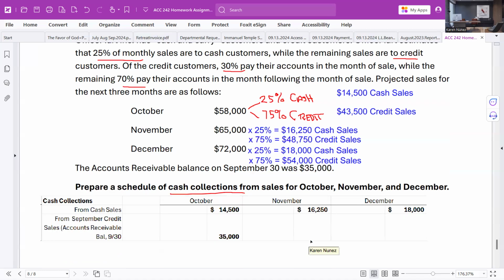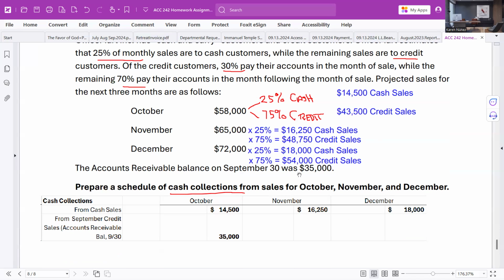Okay, so I've scheduled out all the cash sales, right? Collections. In October, we're going to be collecting 14,500 in cash sales. In November, we're going to be collecting 16,250 in cash sales. In December, we're going to be collecting 18,000 in cash sales. So we started out by just multiplying the 25% in cash sales times the actual sales, and I've listed it here.